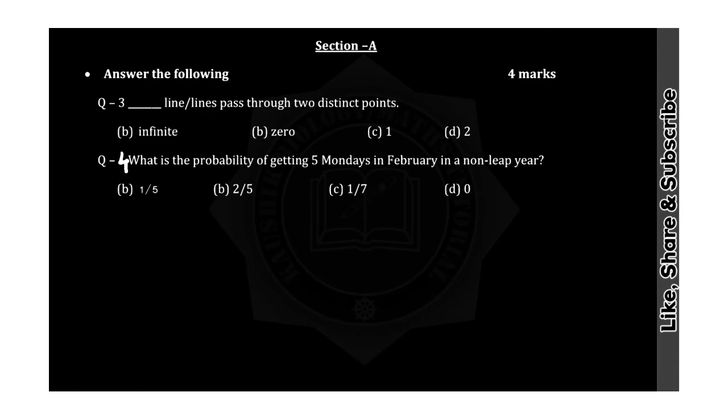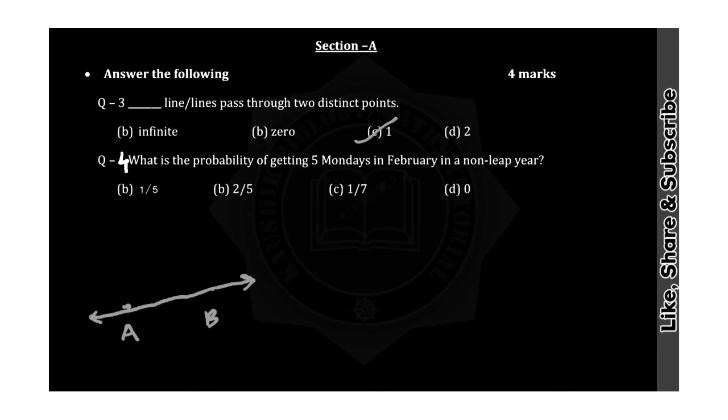Question 3. Dash lines or lines pass through two distinct points. Now whenever we consider two distinct points, for example here we take point A and point B, then from these 2 points only one line can be drawn, right? And therefore your right answer is option C, one line passes through two distinct points.